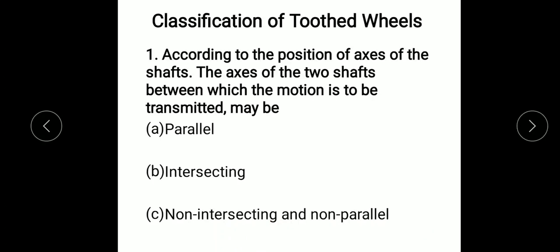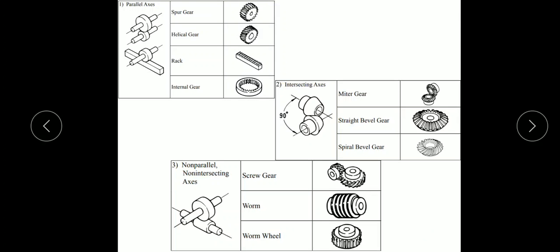Now we will discuss what are the classification or types of gears. For that, first classification is according to the position of axis. How the shaft axis comes. There are three types of axis classification. First one is parallel shaft, intersecting shaft, and third one is non-intersecting, non-parallel shafts. So we will discuss one by one. In the first figure you can see parallel shaft. Parallel shaft means the axis of one shaft and the other will be parallel. Here this shows the two parallel axes, and for that we have four kinds of gears.